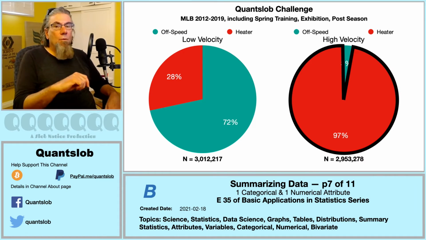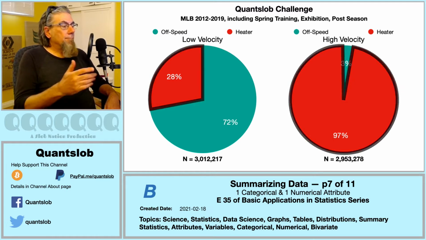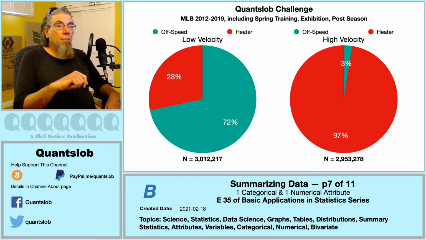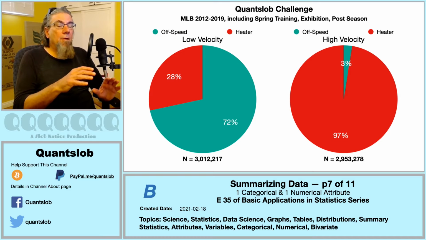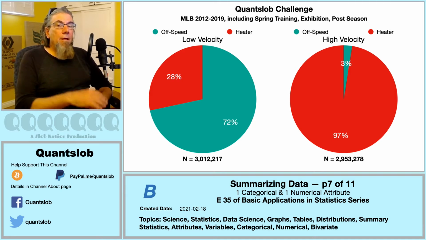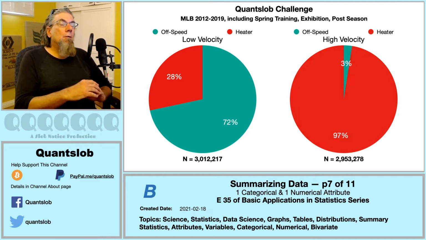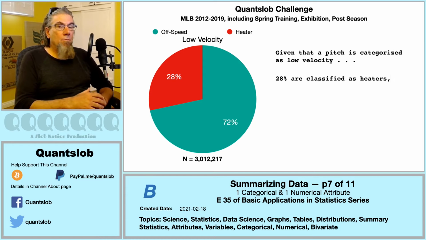And I think that this sort of works. We can see, for example, that heaters are much more prevalent among high velocity pitches than they are for low velocity pitches. Now there's something really important happening here, and we want to pay attention to it. We expect and even require that within any single pie chart the percentages sum to 100. What we are in fact looking at here are conditional distributions, or conditional popularity, if you prefer.